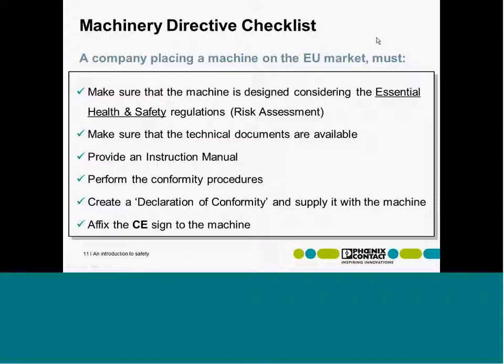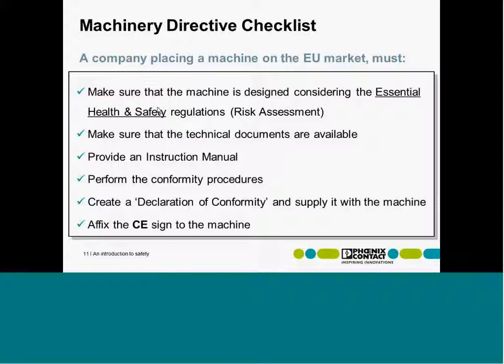What in principle you need to take into account when you place a machine into the European market. The first thing you need to do is, of course, to ensure that your machine is designed in accordance with the so-called essential health and safety requirements, which are defined in Annex 1 of the Machinery Directive. We check this by, of course, the risk assessment you will do, as we have seen before.